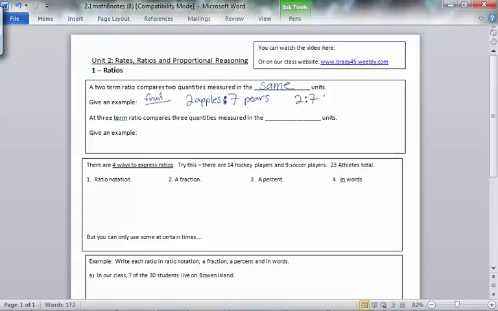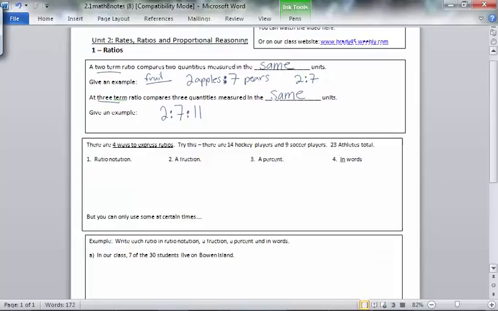Now, a three-term ratio is very similar. Again, we're still talking about the same units, so we're still talking about fruit, but this time maybe we add in bananas. So we could have two apples, seven pears, and maybe 11 bananas. So that's a three-term versus a two-term. You could have an infinite number of terms, so it can be a four-term, a five-term, you could just keep on going.